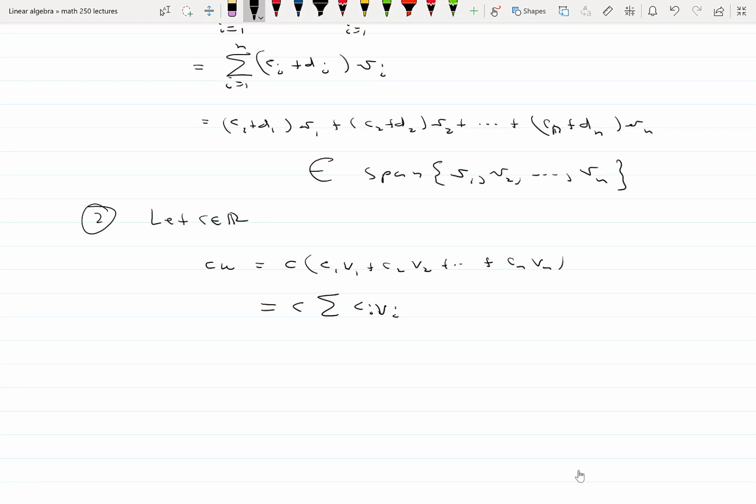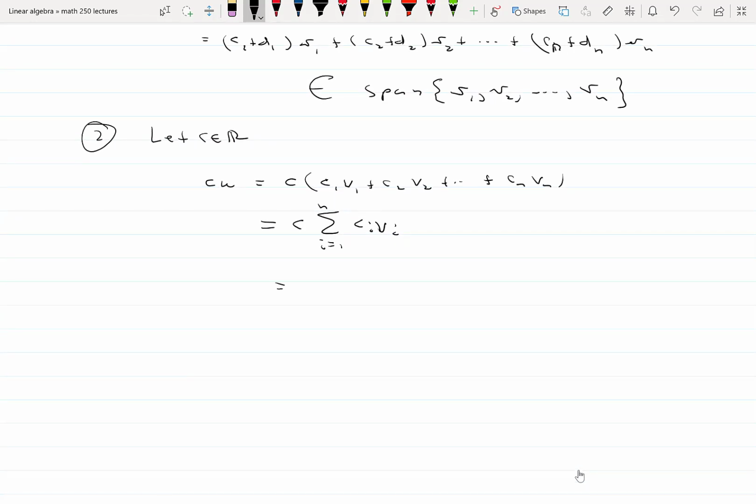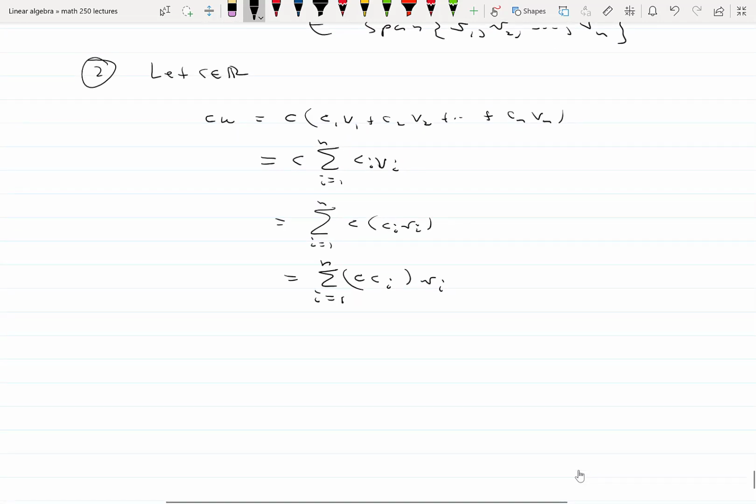Sum of Ci Vi, i goes from 1 to n. Just use the distributive property we have for vectors. We can distribute constants into vectors. Sum i from 1 to n, distribute: c times Ci Vi. We have another property that allows us to rearrange the parentheses in multiplication: c Ci Vi.